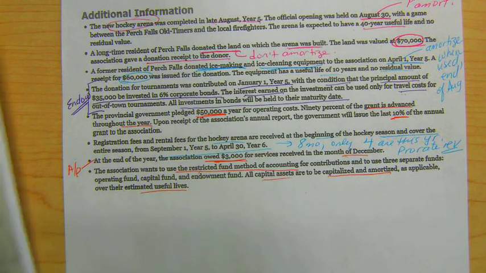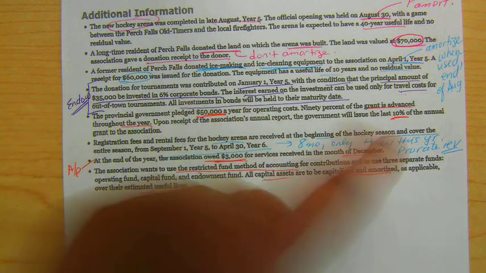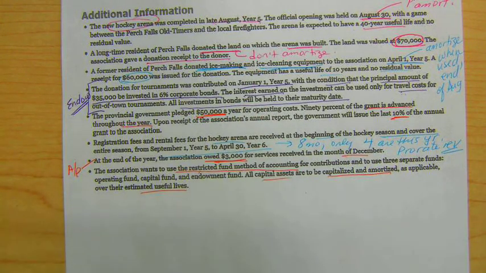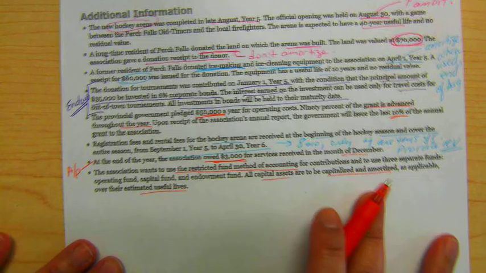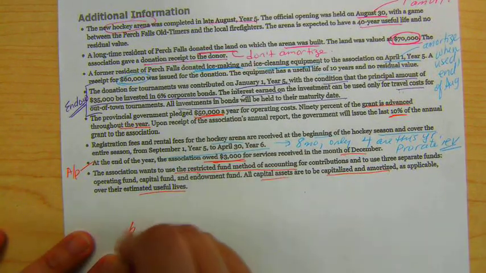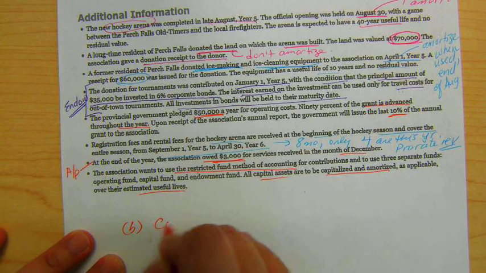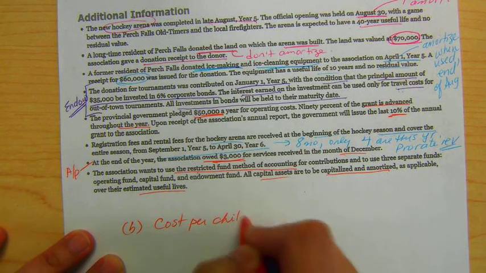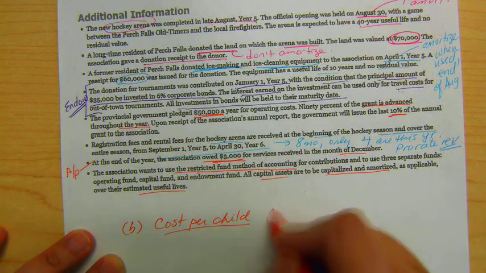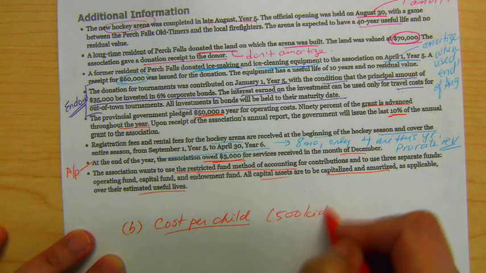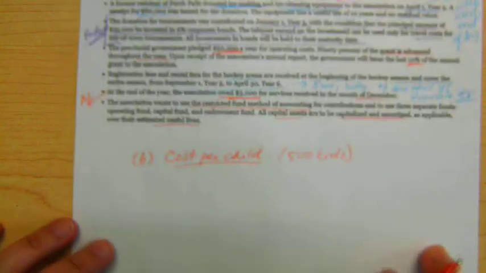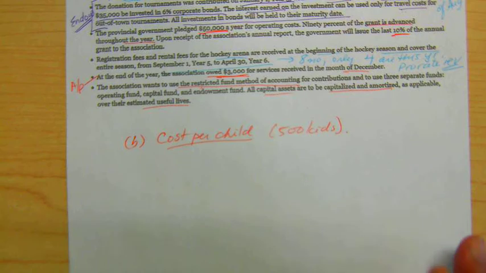Oh, I didn't talk about Part B. So this should give you enough of the little problem areas that you should be good to put this together. Part B is the cost per child. And they tell you there's 500 kids registered. So be careful with that one.